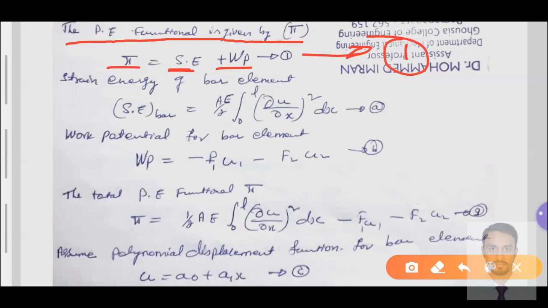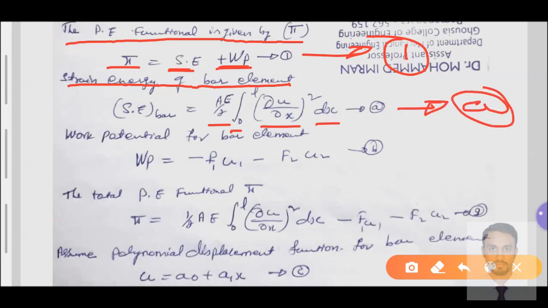We will find the strain energy and the work potential separately. The strain energy of the bar element, as we know from the definition, is equal to AE by 2 into the integration from 0 to L of (dou u by dou x) whole square into dx. This is equation A, the strain energy of the bar element.